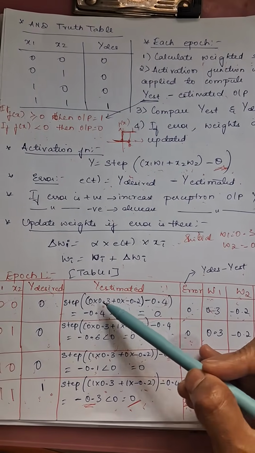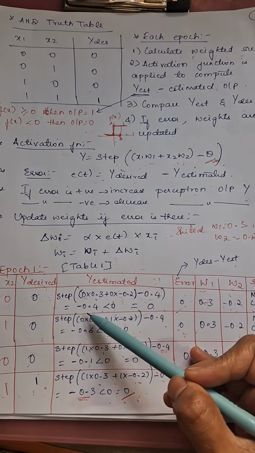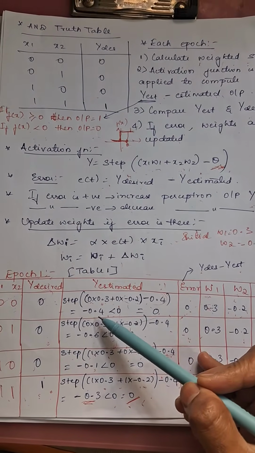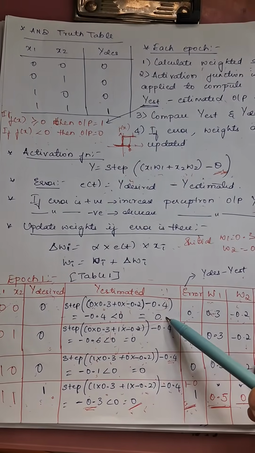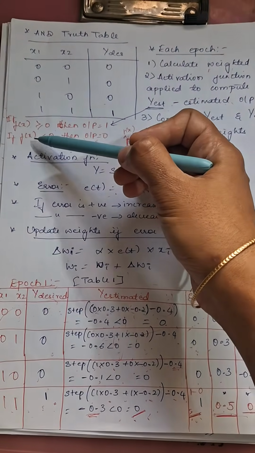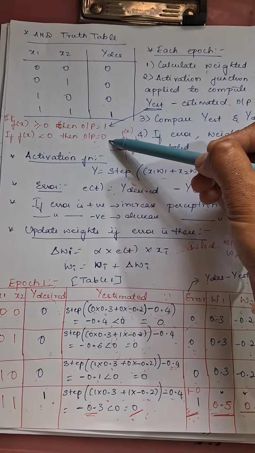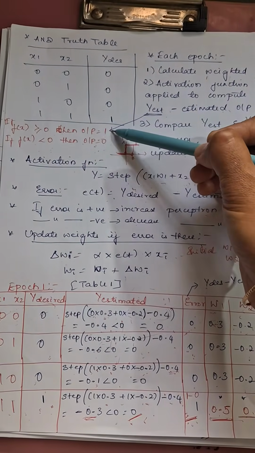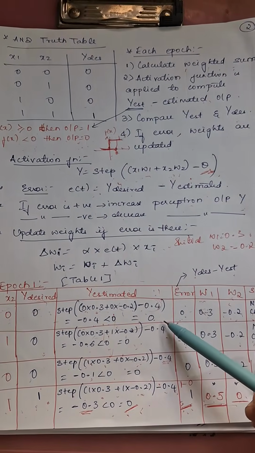So when I compute this, how much do I get? 0 minus 0.4, I get minus 0.4. So since it is less than 0, the output is 0. This I have given in the question, right? Step function: if f of x is less than 0, output is 0. If f of x is greater than or equal to 0, output is 1. Since this is less than 0, make it as 0.